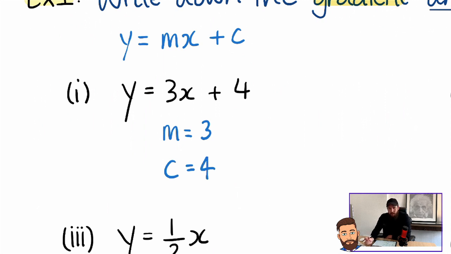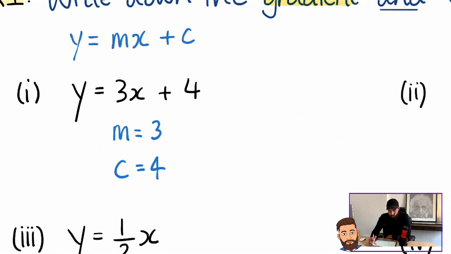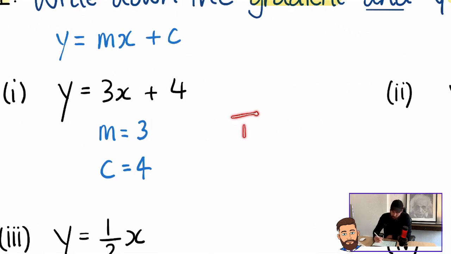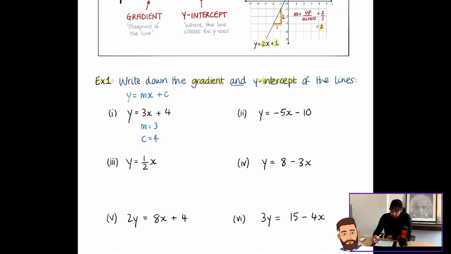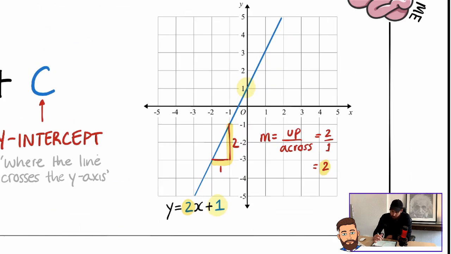So what could we say about this line? Well, we can see that it's got a gradient of 3, which means every time you go across 1, you go up 3. And it crosses the y-axis. The y-intercept is 4, so it crosses the y-axis at 4. So that line would cross up here. And every time I went across 1, I'd have to go up 4, which is off of this graph. Okay.